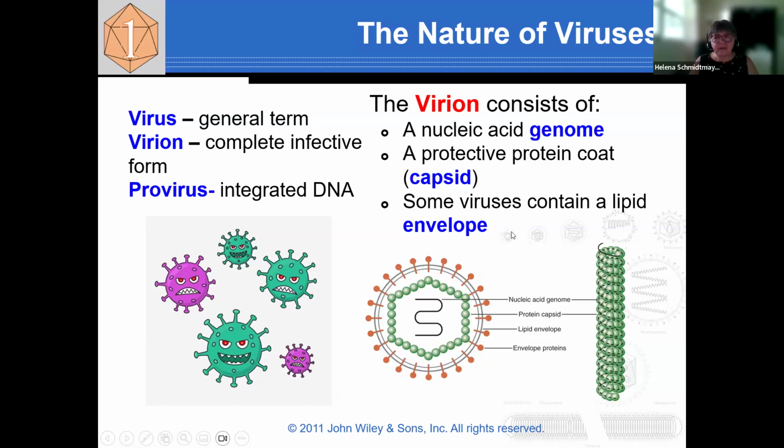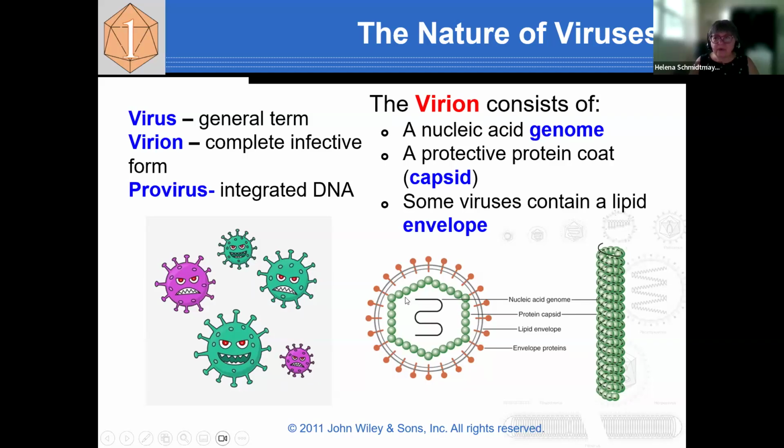Of course, every virus has a viral genome, and we will talk later about that. It can be RNA or DNA. And this viral genome is protected by a protein coat, which is called the capsid. This capsid can have either icosahedral symmetry or helical symmetry. Most viruses are composed only of the genetic material and the capsid, the so-called nucleocapsid.